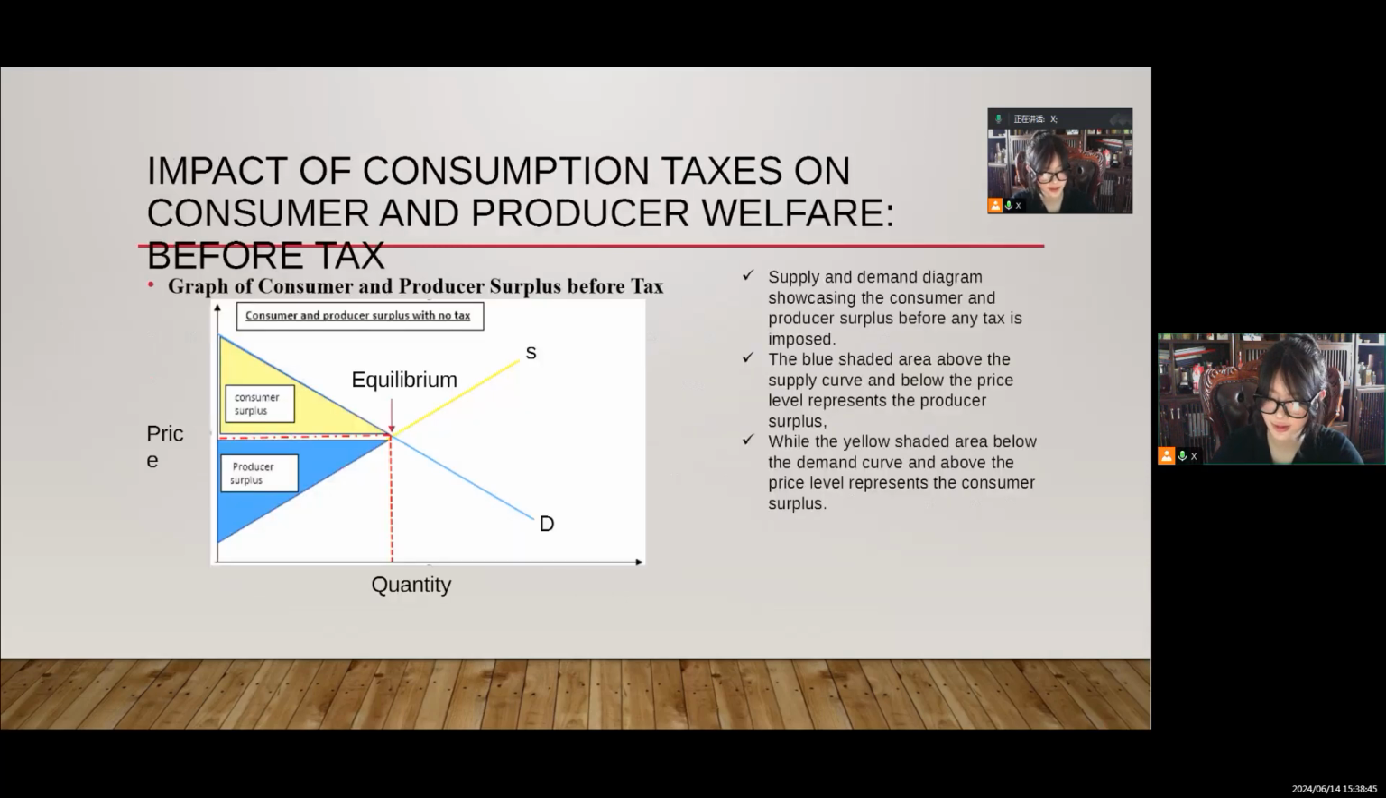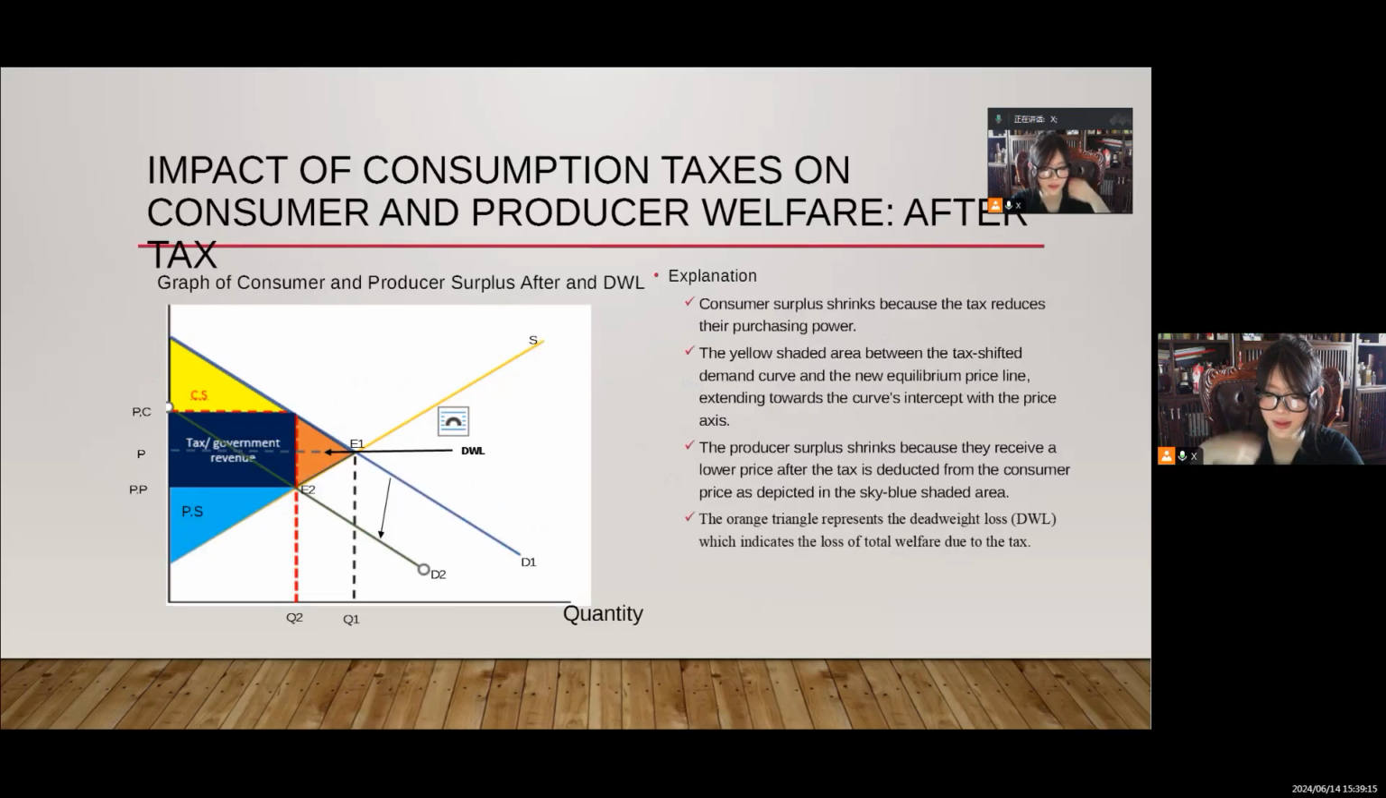First, let us look at how consumption taxes impact consumer and producer welfare. Here, we have a basic supply and demand diagram showcasing the consumer and producer surplus before any tax is imposed. The blue shaded area above the supply curve and below the price level represents the producer surplus, while the yellow shaded area below the demand curve and above the price level represents the consumer surplus.